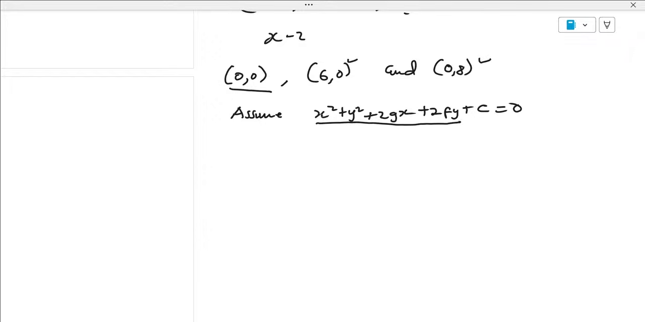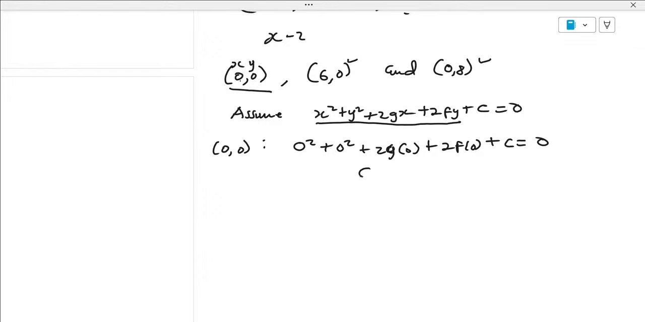So for the first one, that is (0, 0), anywhere I see x, I'll put 0, and anywhere I see y, I'll put 0. So I have 0 squared plus 0 squared plus 2j(0) plus 2f(0) plus c equal to 0. In that case, everything goes to 0 and we have c equal to 0. So this is my equation 1. I've found my value for c.